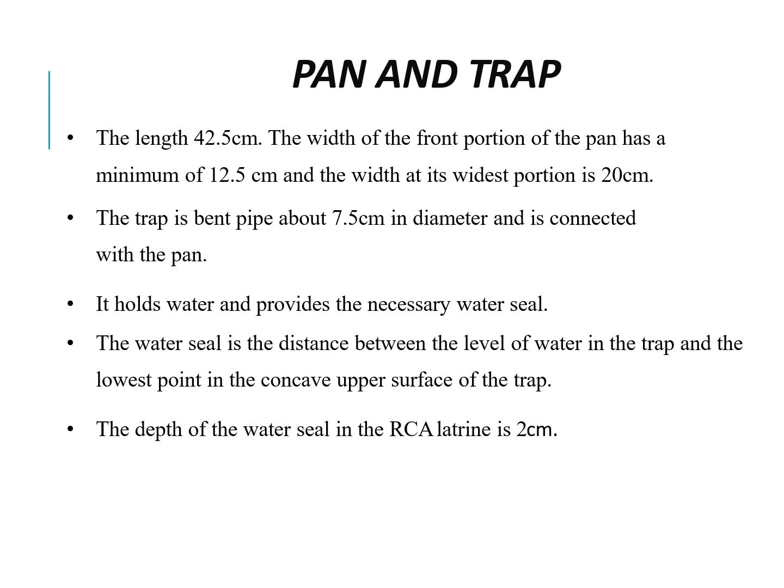The width of the forward portion of the pan has a minimum of 12.5 centimeters, and its widest portion is 20 centimeters. The very important point about this RCA latrine is the trap. It holds the water and provides the necessary water seal. The water seal is the distance between the level of the water in the trap and the lowest point in the concave surface of the trap.